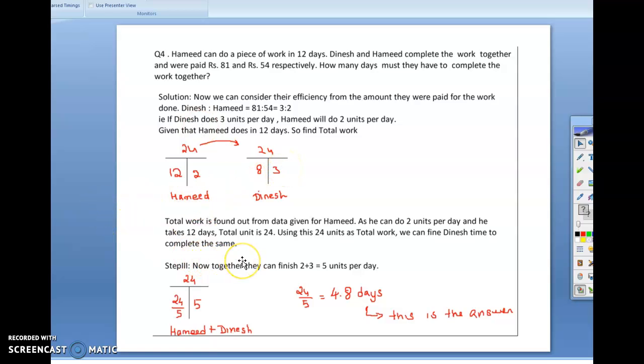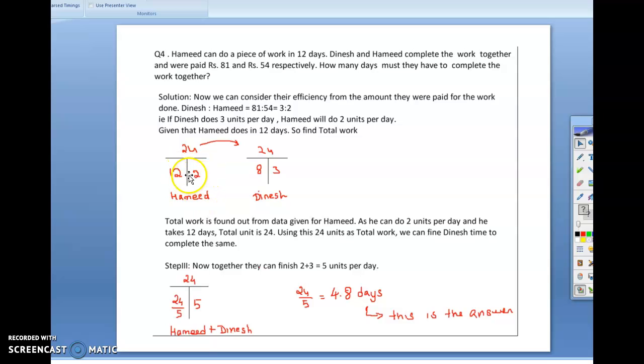So the total work is found out from the data given for Hamid. Here, as he can do 2 units per day and he takes 12 days, that is 24 units. So this is the explanation for whatever I have explained so far. And now come to the next step, step 3. Step 3 is how long they are going to take together.